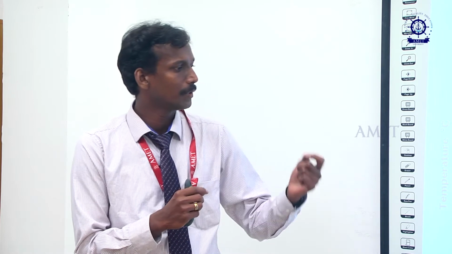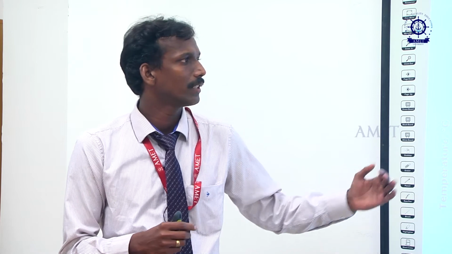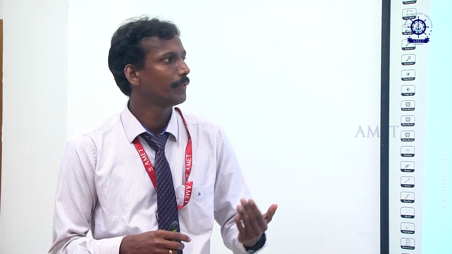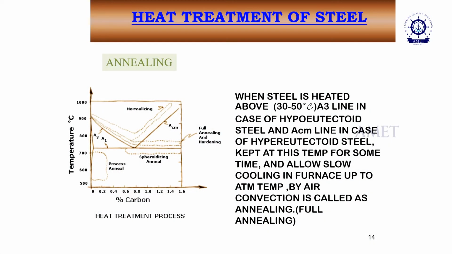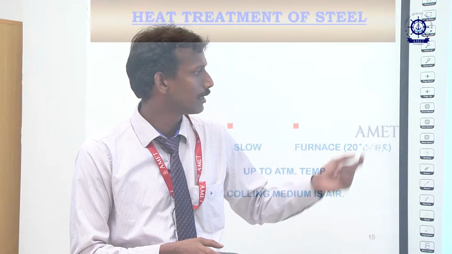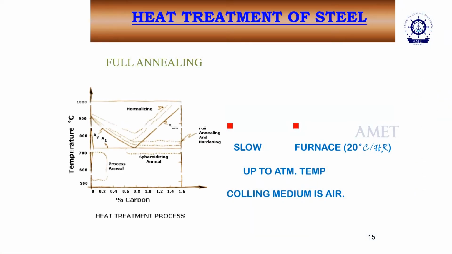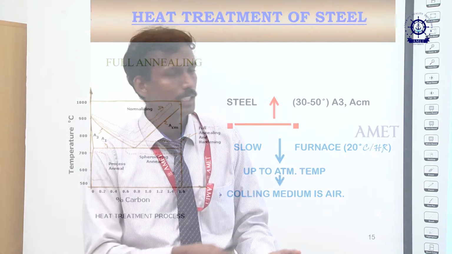For example, take the full annealing process. In annealing, we heat to 30 to 50 degrees Celsius above the critical temperature. Then it is cooled down to room temperature inside the furnace. This process is called the full annealing process. On the iron-carbon diagram, A3 is the upper critical line. Above the A3 line, the material is in the critical condition. Above the critical temperature we heat, then cool down to room temperature.